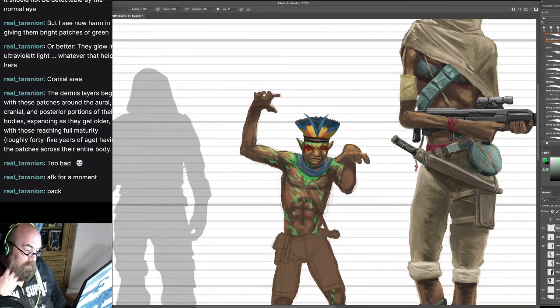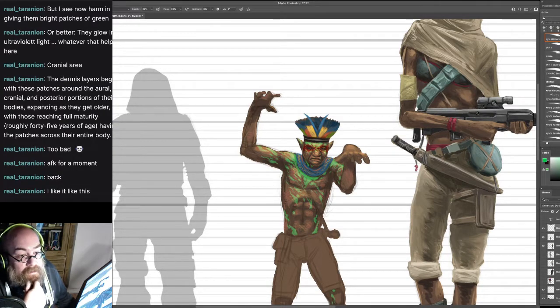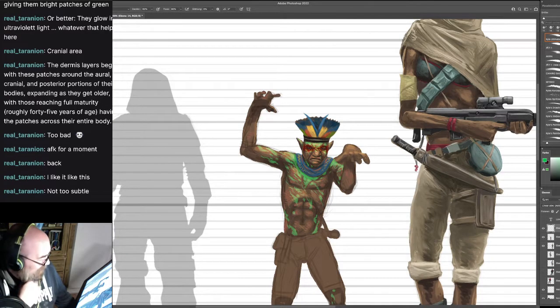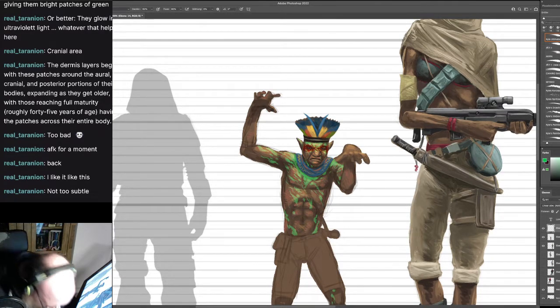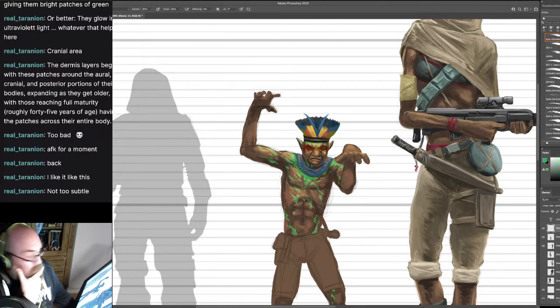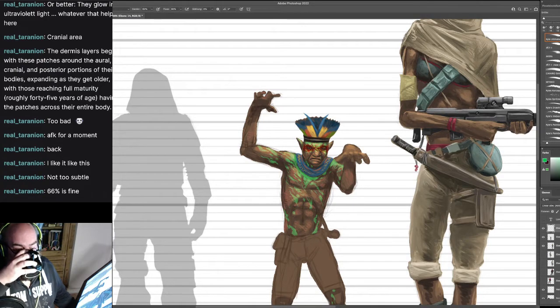Tarania, what do you think? Better weaker or better stronger? This would be the weaker version. This would be the stronger version. What do you say? I like it like this. Yeah, I can work with that. So 66% as it is right now, more, less. Okay.